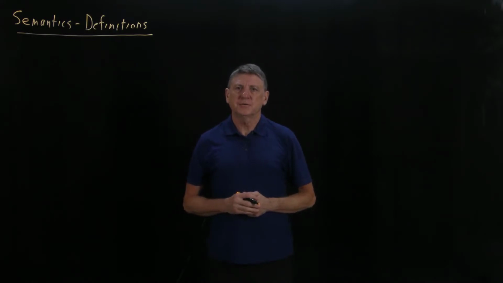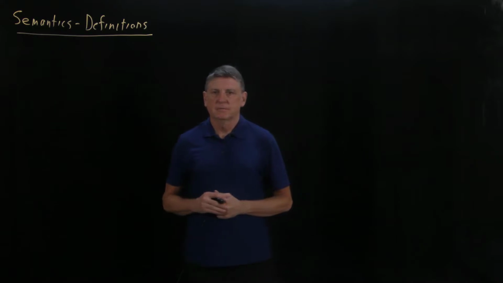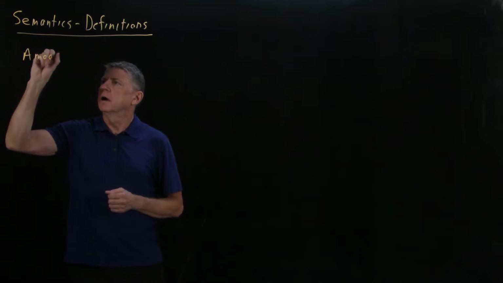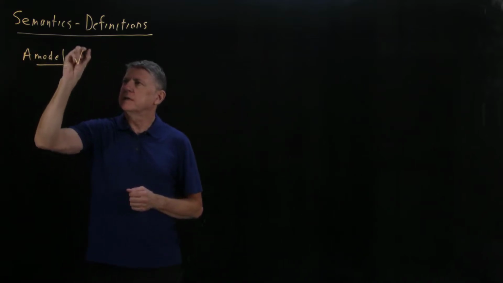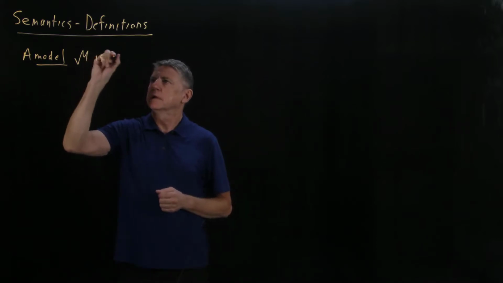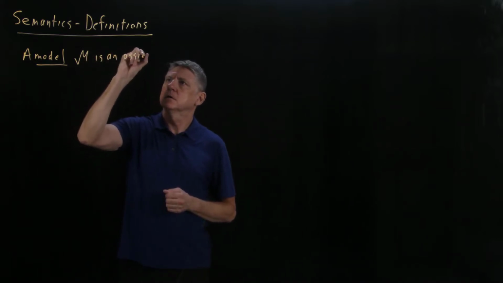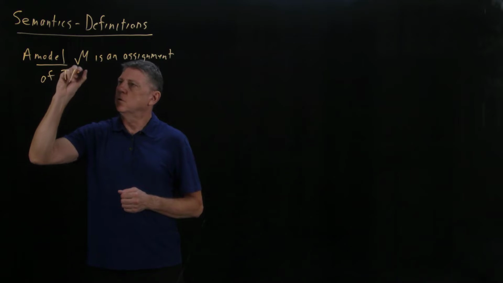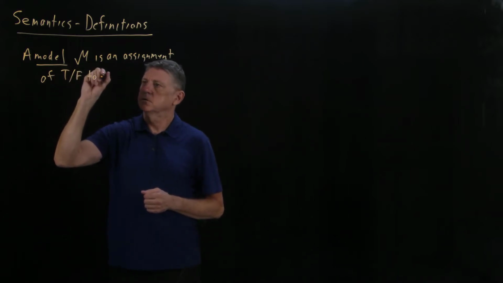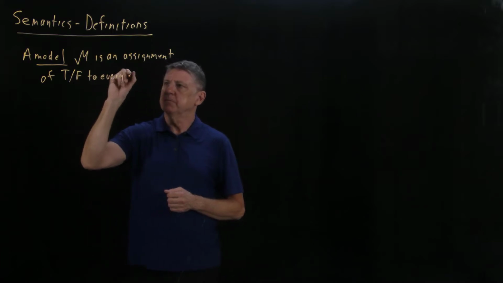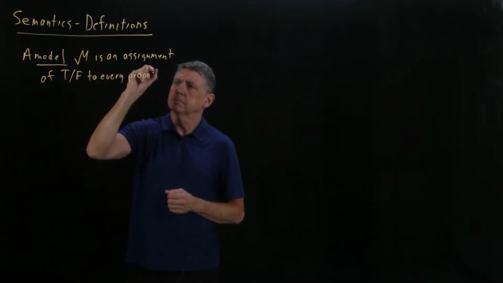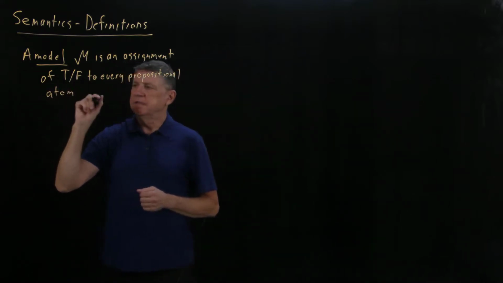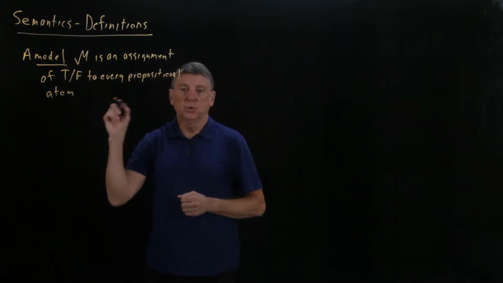Welcome. In this session on natural deduction, we'll go through some definitions. The first definition that we'll have is a model. And a model, which we'll write as a script M, is an assignment of true or false to every propositional atom. And a reminder: the propositional atoms will be P, Q, R, etc.